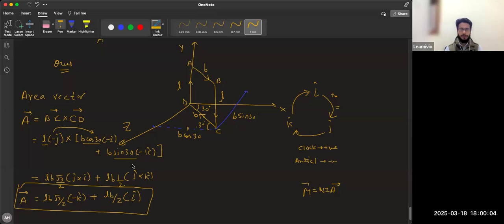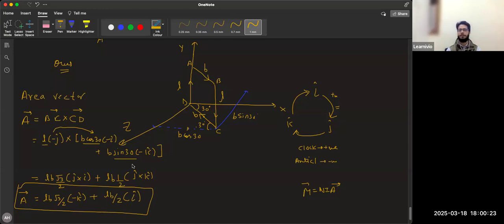If you open the NCERT of chapter number 4, I believe it's the second last question. Second last or third last question. Just tell me when you are done.